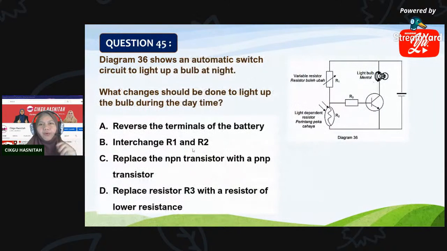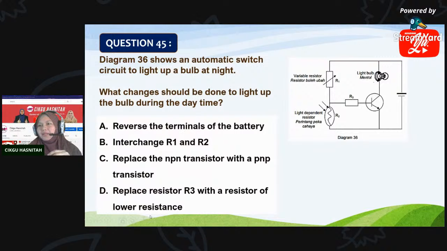Now, question number 45. You are given diagram 36. It shows an automatic switch circuit to light up a bulb at night. You highlight: automatic switch, light up bulb at night. So the question is, what changes should be done to light up the bulb during the daytime? It means what modification must be done so the bulb operates in the opposite way.